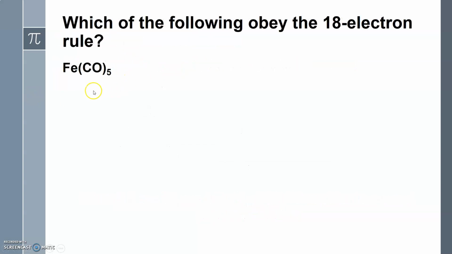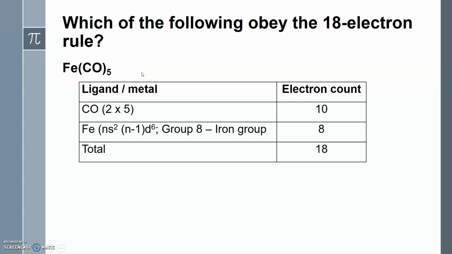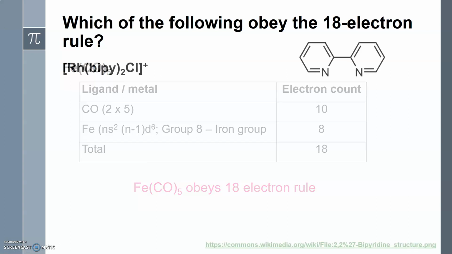Let us do another type of problem. This is very easy because we are just going to see whether the complex obeys the 18 electron rule or not. This is a very well-known complex, Fe(CO)5. Each carbonyl contributes 2 electrons, and there are 5 carbonyls, so the electron count from the carbonyls is 10. Iron belongs to group 8, with ns2 (n-1)d6, so 8 electrons are contributed from iron. The total electron count is 18. So Fe(CO)5 obeys the 18 electron rule.